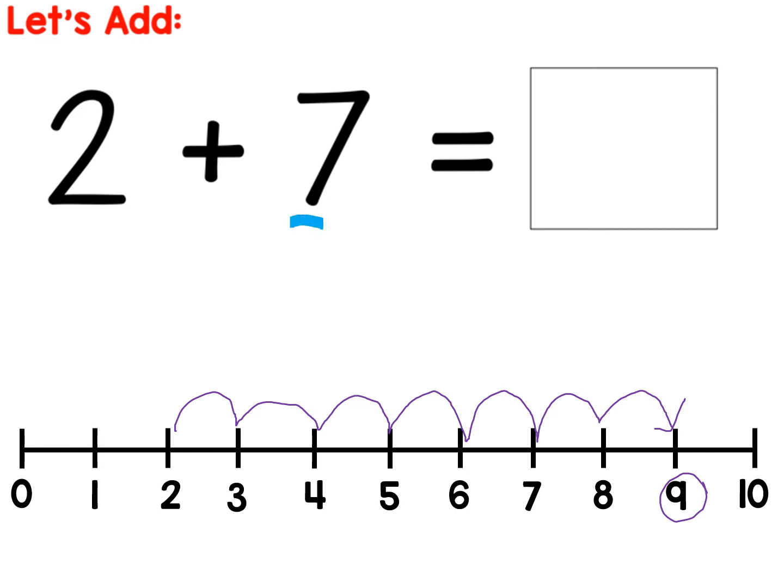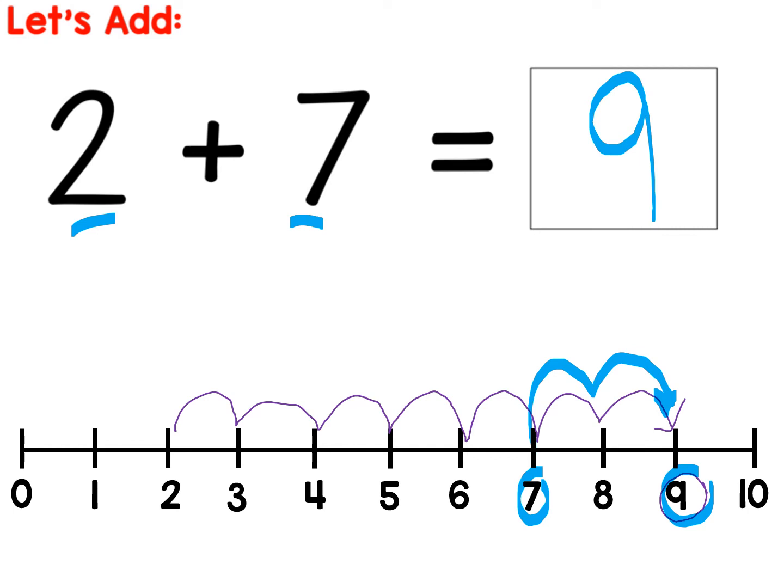And this time I'm going to start at my 7 and I'm going to hop 2 more. So 7, and I'm going to hop 1, 2. So I ended up at the same number. Both ways I got 9. But which way was more efficient or quicker and easier? It was much easier to only hop 2. That was a lot quicker than hopping 7. So when I do my counting on or my number line, I always start with the bigger addend.